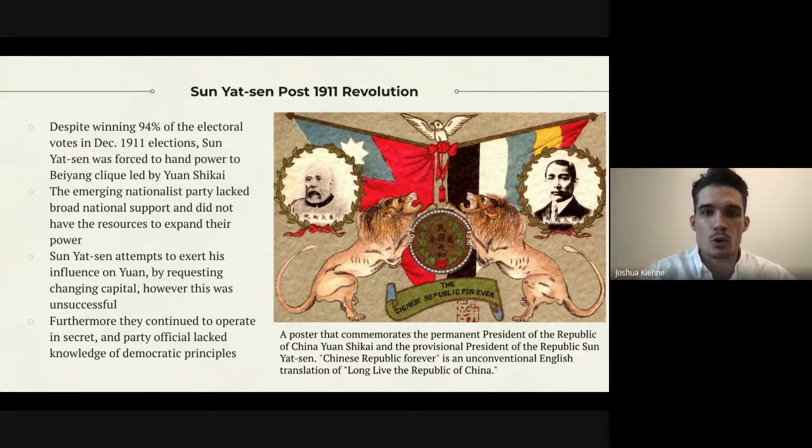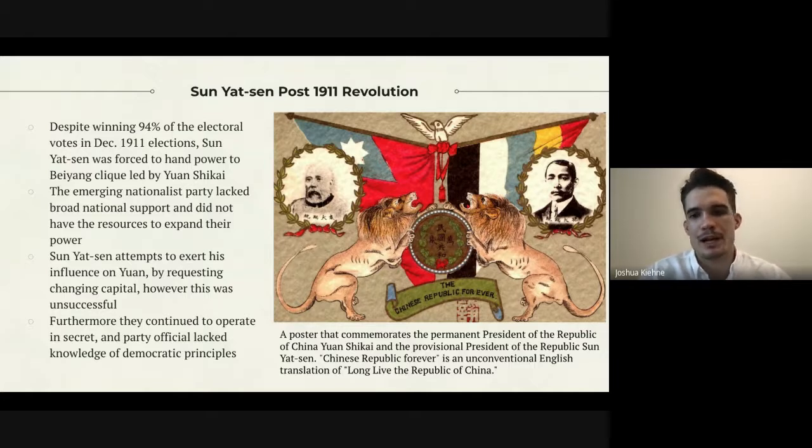And in order to secure this new republic, he decides to give power to one of the key generals in the Beiyang clique, and that is Yuan Shikai. As I mentioned, the Nationalist Party lacked broader support, still very much localized, and they didn't have the resources, namely the army, in order to expand their power.